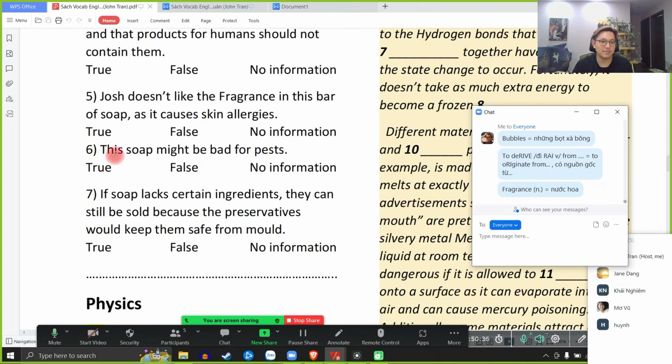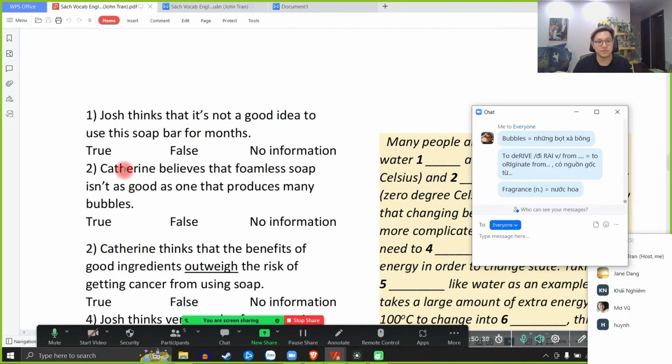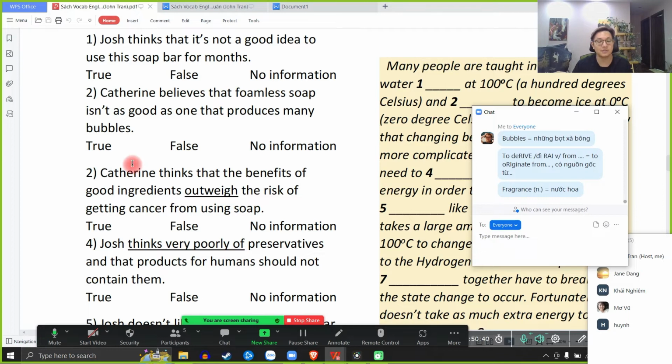Okay, so you have a lot of these questions you have to answer when you listen to the file. Number 1, Josh thinks that it is not a good idea to use this soap bar for months. Josh nghĩ rằng sử dụng cái bánh xà bông này cho nhiều tháng thì là không phải một ý tưởng tốt đâu. Tức là sử dụng lâu dài, so it means like using it for a long time. It's not a good idea.